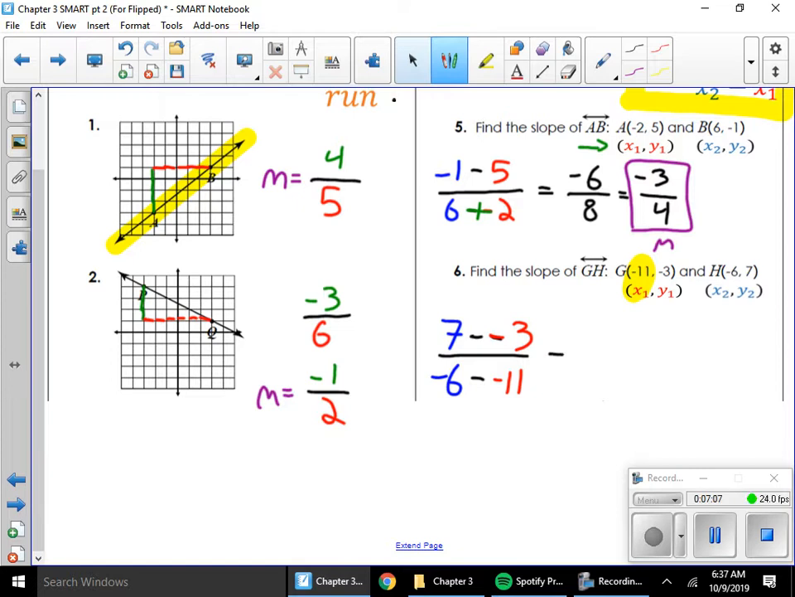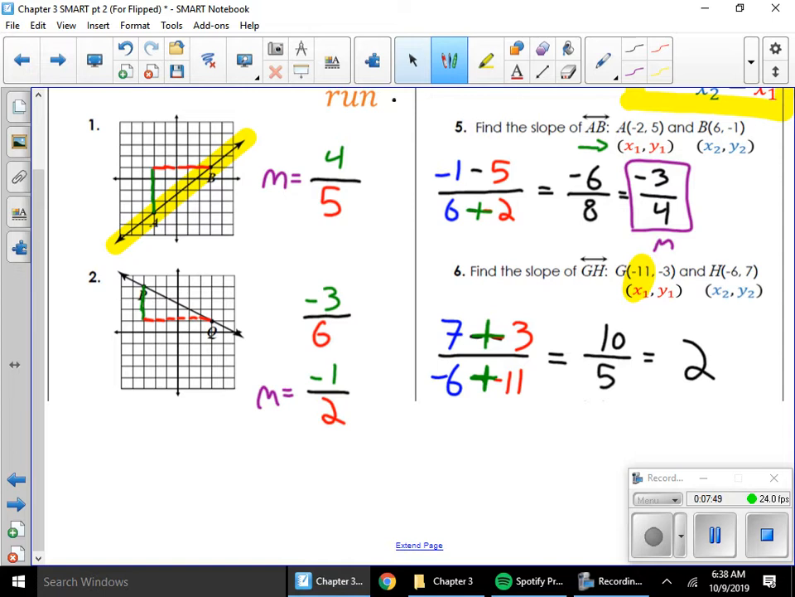In the numerator, we have 7 minus a -3. Minus a negative is the same as positive, which is addition. 7 plus 3 is 10. In the denominator, we get -6 minus a -11, so then it'll happen again. -6 plus 11 will be 5. Now, 10/5 is a fraction that we can reduce because both 10 and 5 are divisible by 5. Or you might recognize 10 over 5 is just a division math fact. 10 divided by 5 is 2. So our slope for this bottom line is going to be 2.